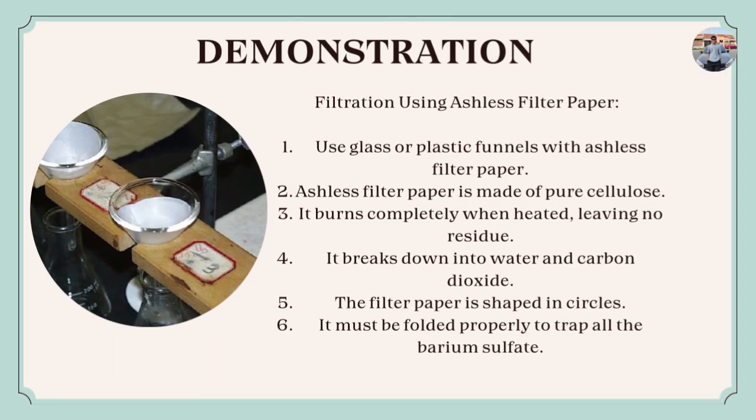Second demonstration, filtering using ashless filter paper. Firstly, use a glass or plastic funnel with ashless filter paper. Ashless filter paper is made of pure cellulose. It burns completely when heated, leaving no residue. It also breaks down into water and carbon dioxide. The filter paper is shaped in circles and it must be folded properly to trap all the barium sulfate.